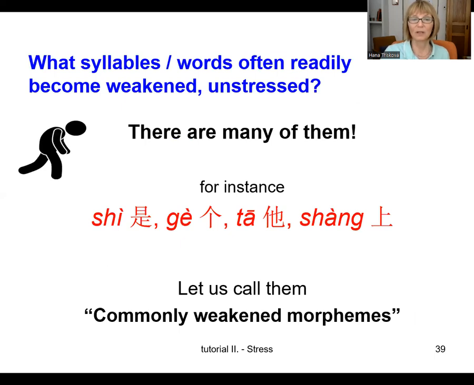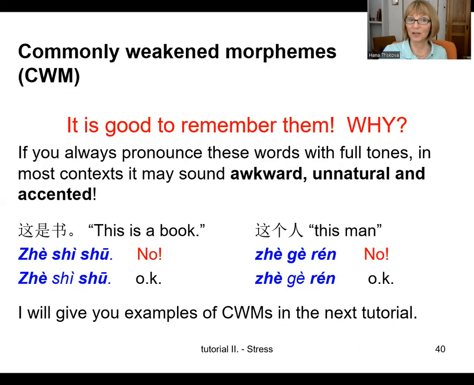So what syllables or words willingly become weakened in stress? You may be surprised, but there are many of them. For instance, the verb 是, the classifier 个, personal pronoun 我, 你, 他, all 3 of them, the postposition 上, and many, many others. Let us call them commonly weakened morphemes. It's very good to remember this group of words.